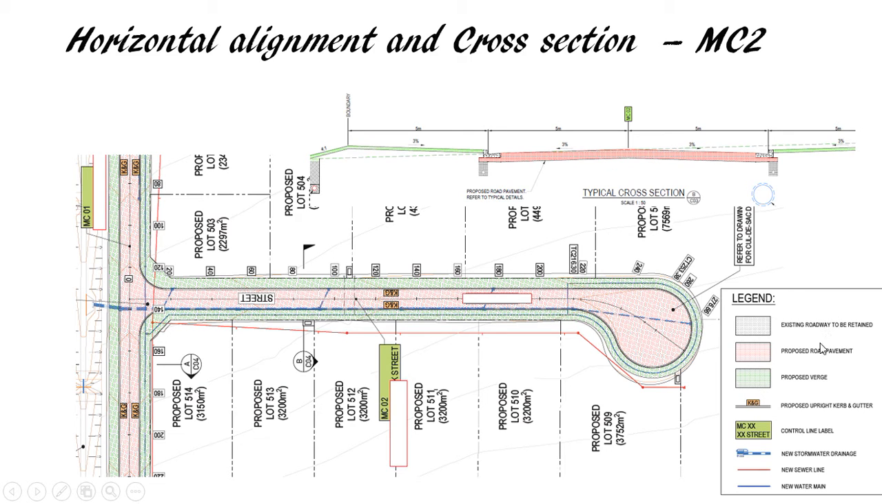You can see the legend here: proposed road pavement, verge, which is in green. As you can see, this one is new stormwater drainage. The one in here with a lintel is all the way defined. The sewer line is also in there in red, which connects the manhole in here all the way. This sewer line is turning and connecting to the existing sewer line. So today we're going to focus on grading of both MC1 center line and MC2.